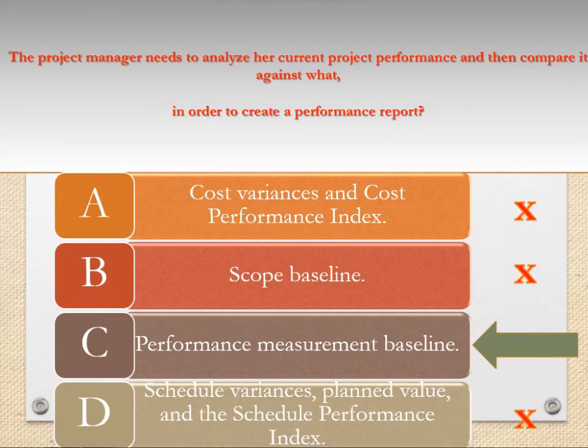Answer option A is incorrect. Cost variances and the cost performance index are cost values that must be considered along with the scope performance and schedule performance. Answer option D is incorrect. Only reporting performance on the schedule is not enough for a performance report. Laura should also report on scope and cost at a minimum.